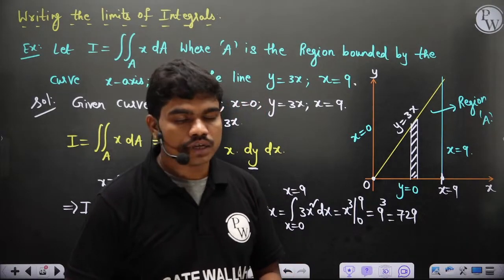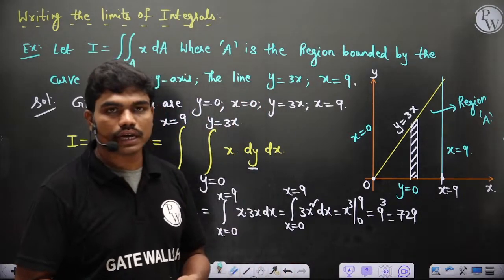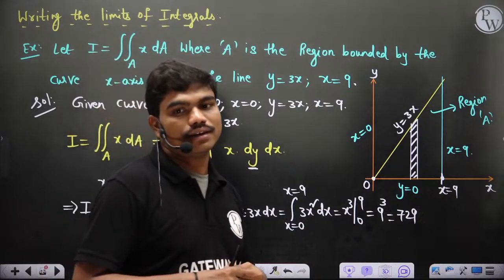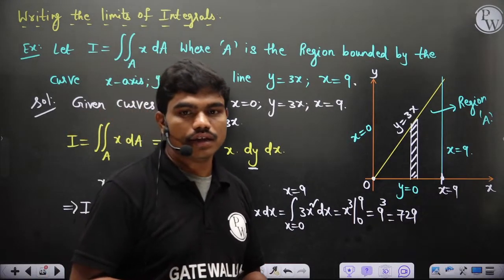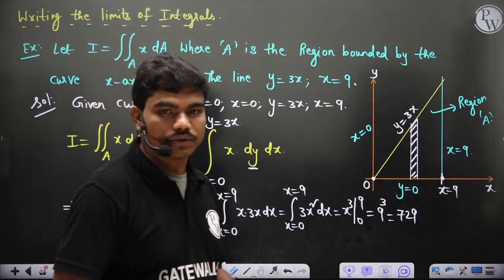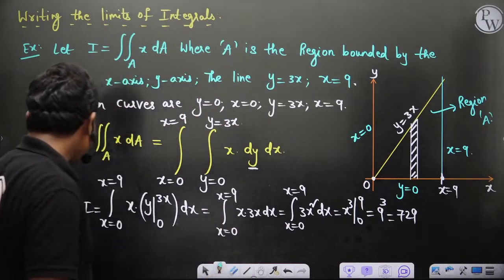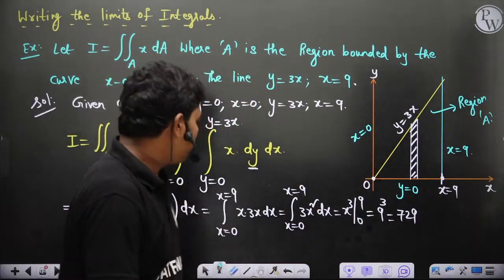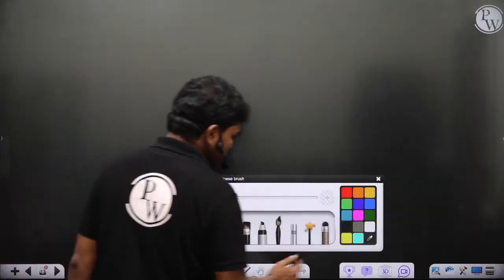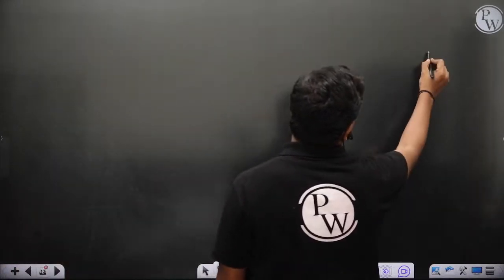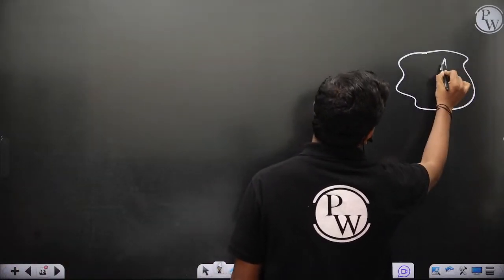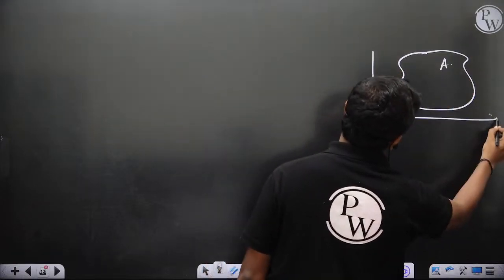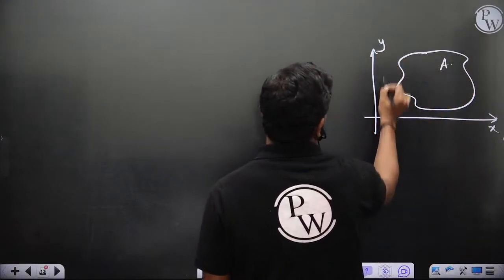So let's see. Now the question is how I can tell it in a single way. Let's see how we can actually calculate this answer as 729 within a single step. Many of you might have seen some interesting stuff. Something like, if you have a domain area A, and maybe this is the origin x, y, somewhere here.